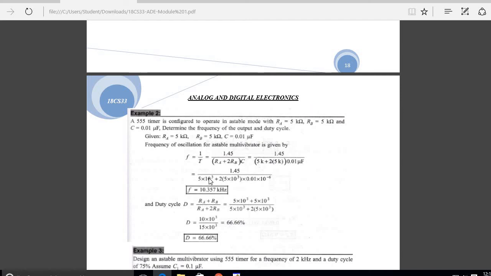We all know the T formula. If you wanted to find out T, first we have to find out T, and after that we have to substitute. But directly we'll take the frequency, because he directly asked for the frequency of the output and the duty cycle, right? So the frequency formula is F is equal to 1 by T, right? We all know that.